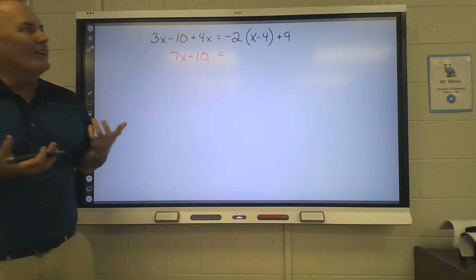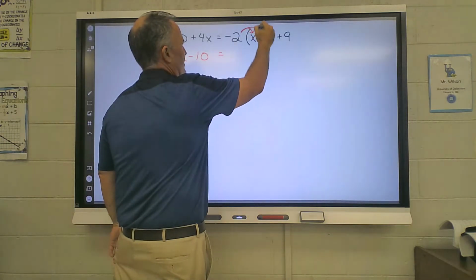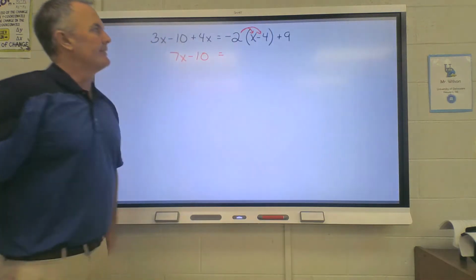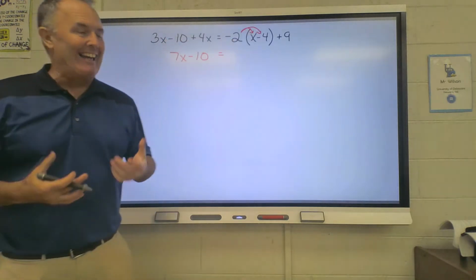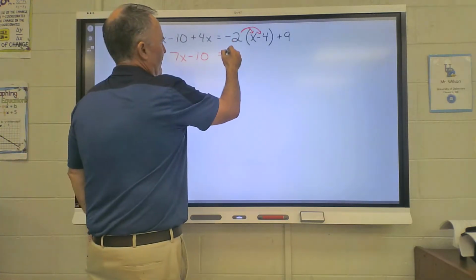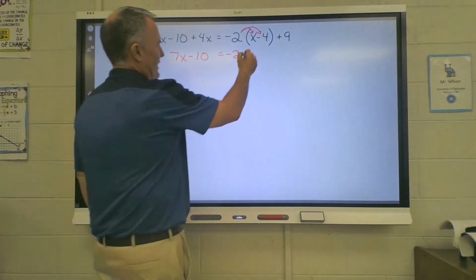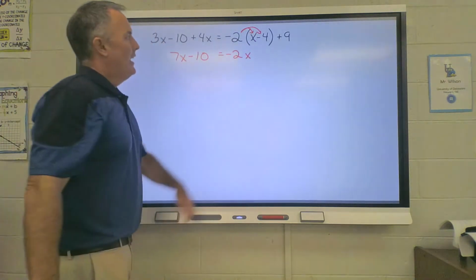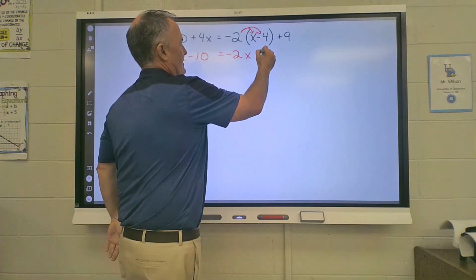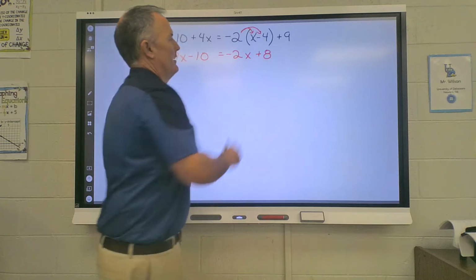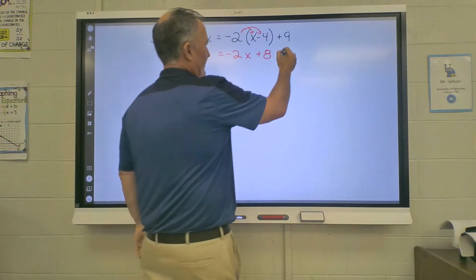So I just combine my x's together, I got 7x, and I still have my negative 10. Now over here, I got parentheses, so I want to use the distributive property. So I want to multiply everything on the inside of the parentheses by negative 2. So that would give me negative 2 times x gives me a negative 2x. And then negative 2 times a negative 4 gives me a positive 8. And I still have that 9 out there. I haven't done anything with the 9 yet.